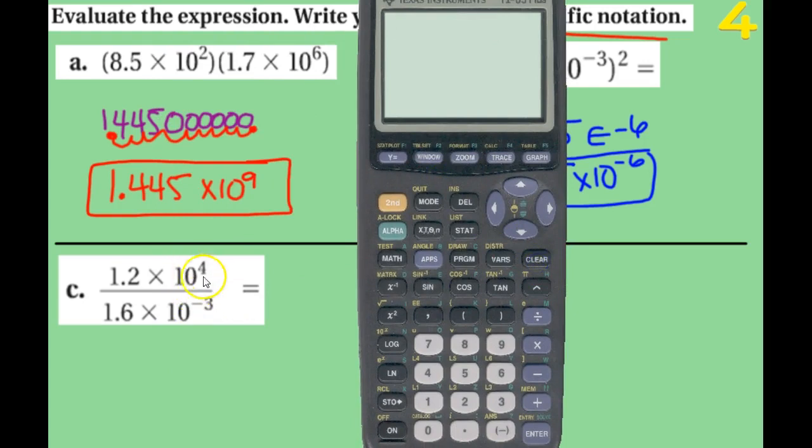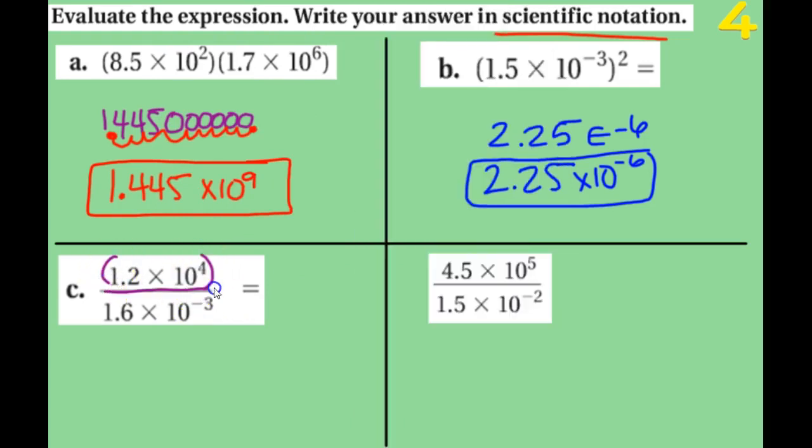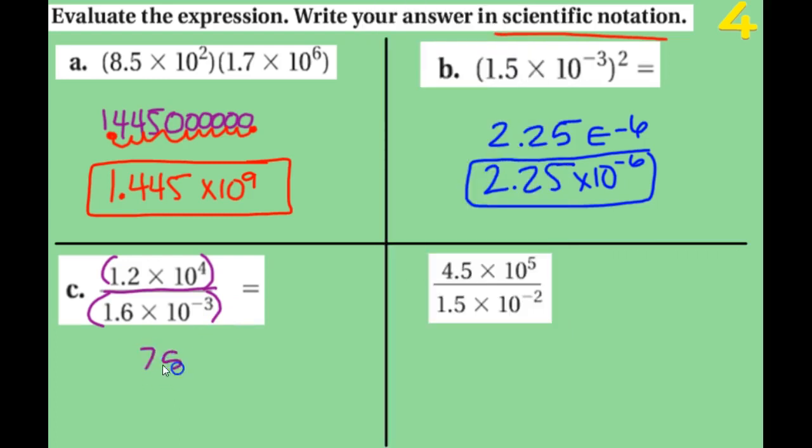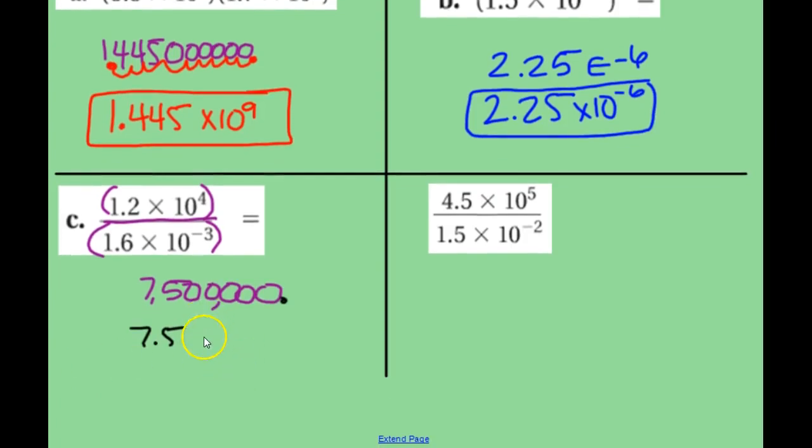Alright, two more. Now this is division, so we're going to do this whole piece in parentheses divided by this whole piece in parentheses. 1.2 times 10 to the power of 4, end parentheses, and then divided by, start your parentheses again, 1.6 times 10 to the power of negative 3. We get 1, 2, 3, 4, 5 zeros, so 7, 5. And we're going to convert this to scientific notation, so 7.5 is between 1 and 10. And we multiply by 10, 1, 2, 3, 4, 5, 6 times.